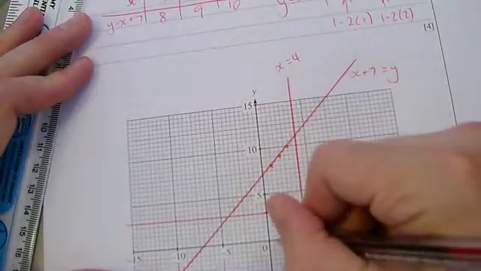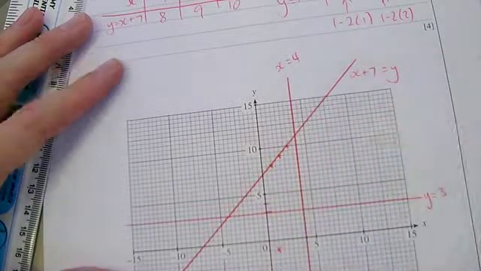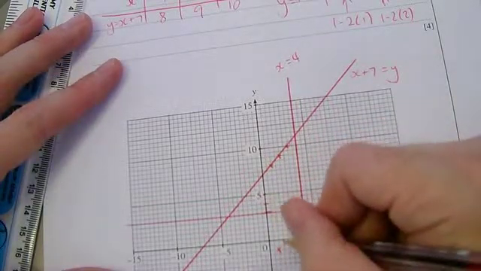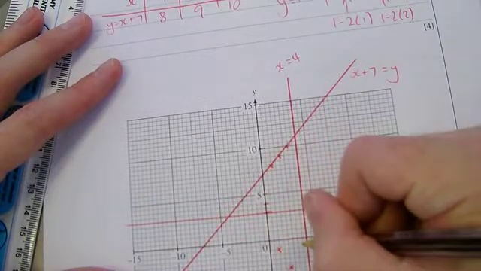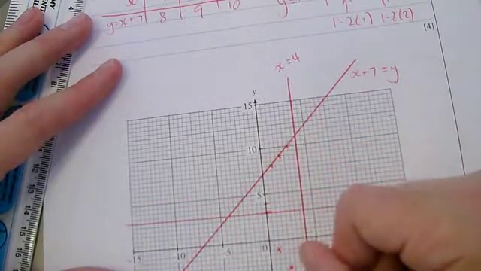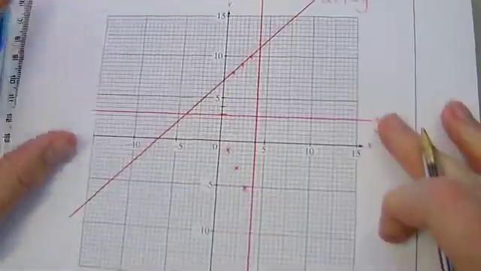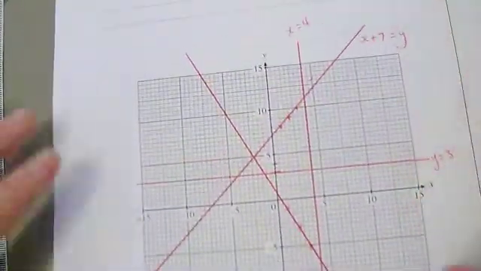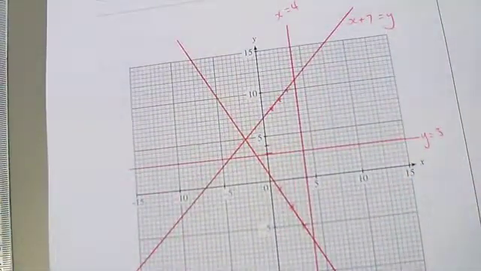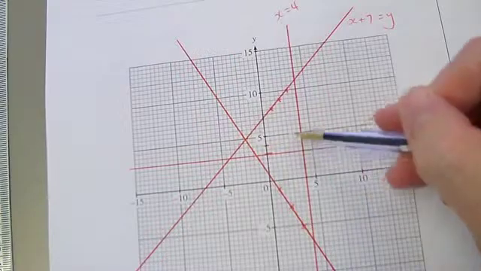So 1 and minus 1 by here. 2 and minus 3 there. And then 3 and minus 5 here. Okay? Now, if I had to bet my money on it, I'd say it would be this four-sided shape here.